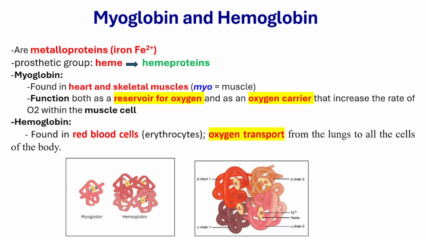Okay. So as you said, their function is mostly to carry oxygen. The hemoglobin is found in the red blood cells. The myoglobin is found in the heart and in the muscles, skeletal muscles. The myoglobin carries the oxygen to the muscles. However, the red blood cells carry the oxygen from the lungs to the rest of the organs, okay?